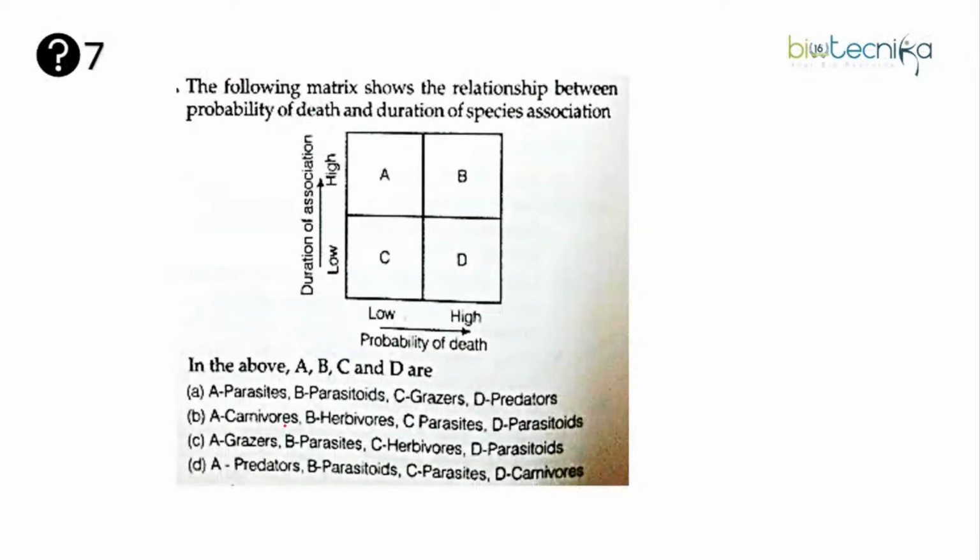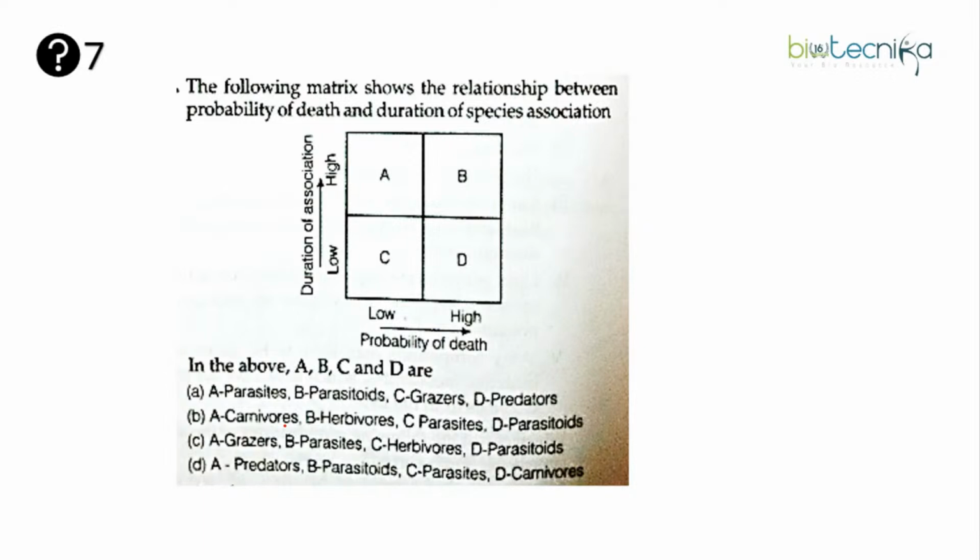All right, moving to the next one. Question number 7. So they are saying the following matrix shows the relationship between probability of death and duration of species association.